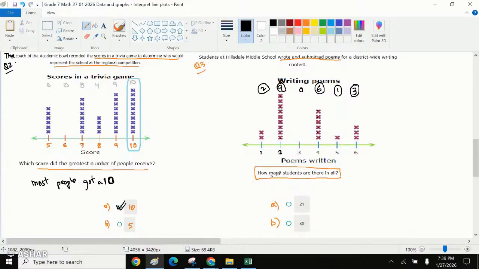So how many students are there? We simply add 2 plus 9 is 11, 11 plus 0 is 11, plus 6, 17, 17 plus 1, 18, 18 plus 3. Yes, Prem, thank you. That is 21. Okay, let's do one more.